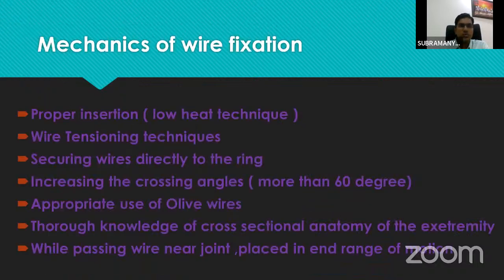So now, giving just an overview of how to apply a proper wire fixation: proper insertion technique, low heat technique, proper wire tensioner should be used, trying to secure the wire directly to the ring, increasing the crossing angle, try to achieve at least 45 to 60 degrees, use appropriate olive wires and drop wires. Most important will be thorough knowledge of the cross-section anatomy of the extremity. While passing near the joint, try to place the joint in an end range of motion.